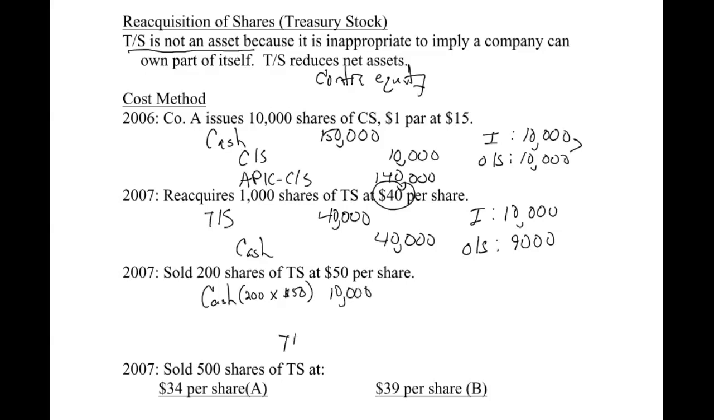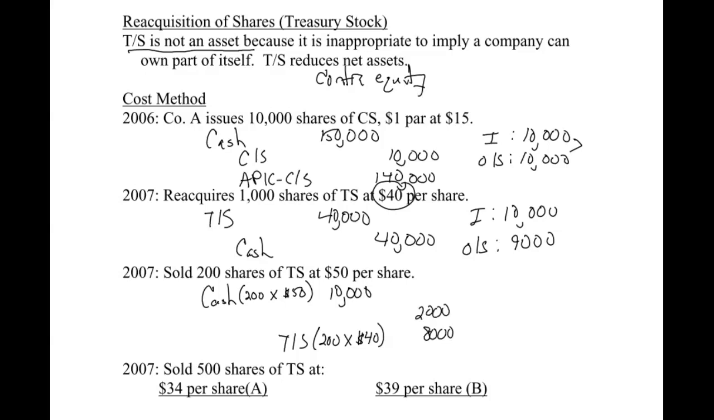Skip a space here. We're going to have treasury stock, and treasury stock is we're selling the 200 shares. Now look, we account for these at that original cost, which was 40. So that is the 8,000. All right, so we can see we need 2,000 here.